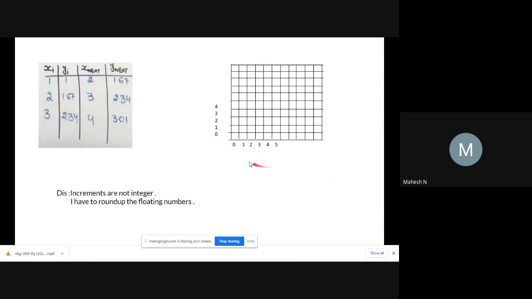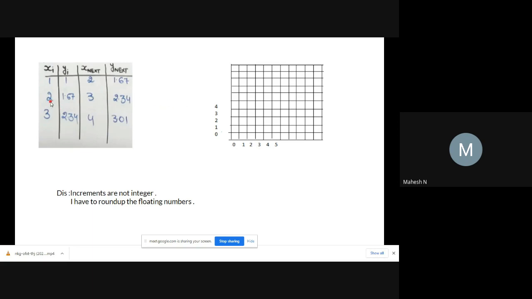See, this type of structure you need to write. For plotting, this particular pixel is 0 comma 0, this one is 0 comma 1, this one is 0 comma 2, this one is 1 comma 0, and this one is 1 comma 1, like this. Now let us come to the first point. What is my first point? 1 comma 1. I will plot this pixel 1 comma 1 and color it.